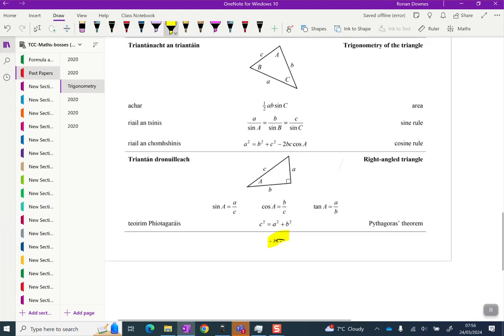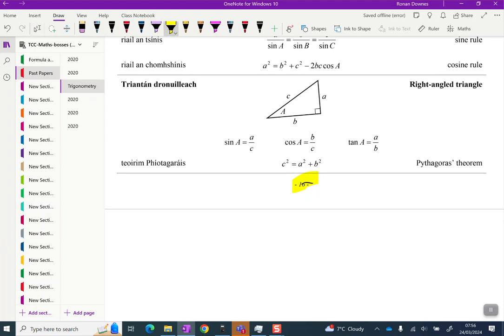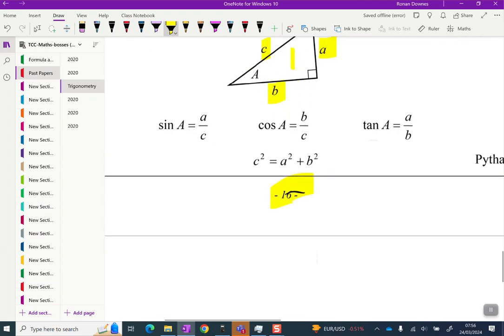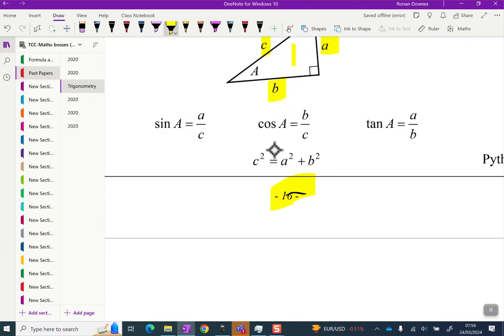You have a right angle triangle. The diagram shows the right angle triangle with A and B being the legs of the right angle triangle, the shorter sides, and C is the hypotenuse, the longest side. And here's the formula. C squared equals A squared plus B squared.